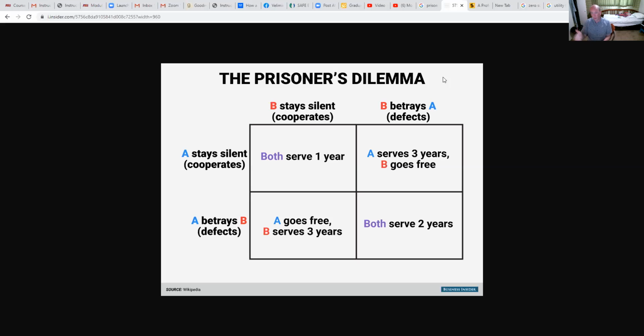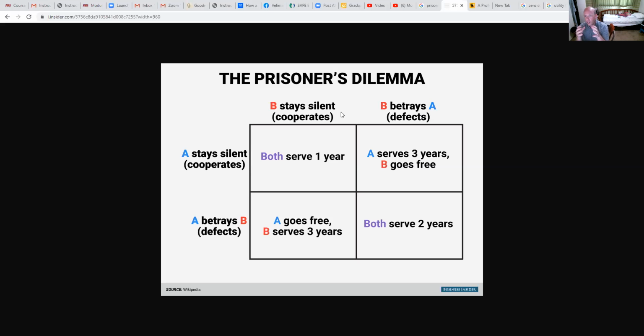And of course, you know that they're saying the same thing to your partner. So there's an incentive now for you to betray, to what we're calling here defect. This is defect and cooperate. This is not cooperate with the police. This is to cooperate with your partner, who you've already agreed with. Defect is not to cooperate with your partner, and to cooperate with the police instead. To defect. B betrays A, or B stays silent.